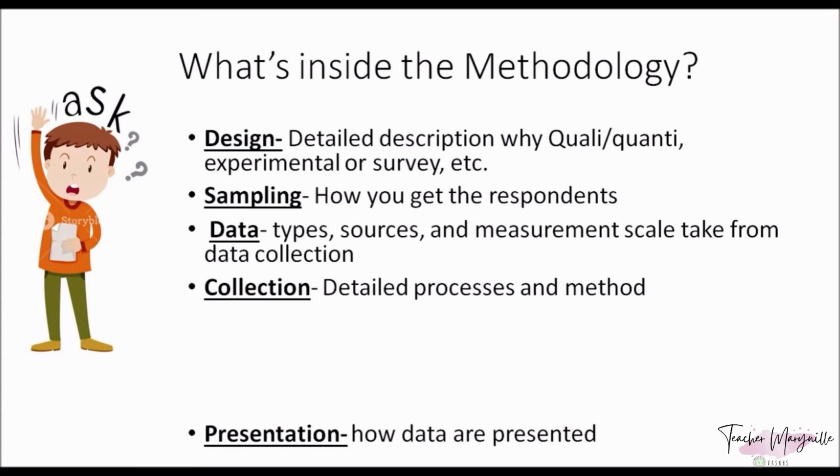There is also a sampling. It is a technique on how you get the respondents and how many they are. The data. These are the types, source, and measurement scales taken from the data collection. While collection is a detailed process and method of gathering data. And the last is the presentation. This is how data are presented or analyzed and interpreted.